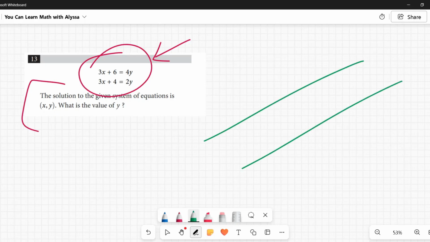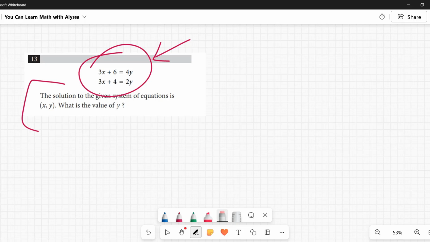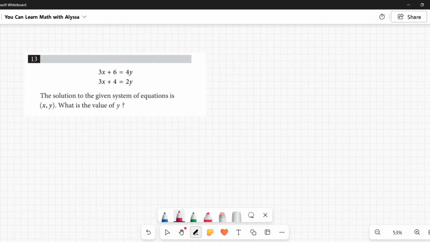The other two options, if they ask whether there is a solution: the lines could be parallel, in which case there would be no solution, or it could be one line on top of the other line. They're the same line, so there are infinite solutions. But in this case, we're told there is a single solution, so we have intersecting lines.